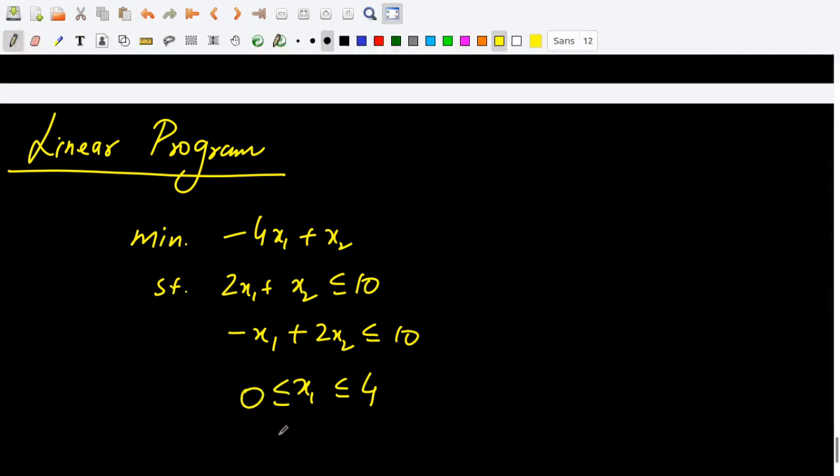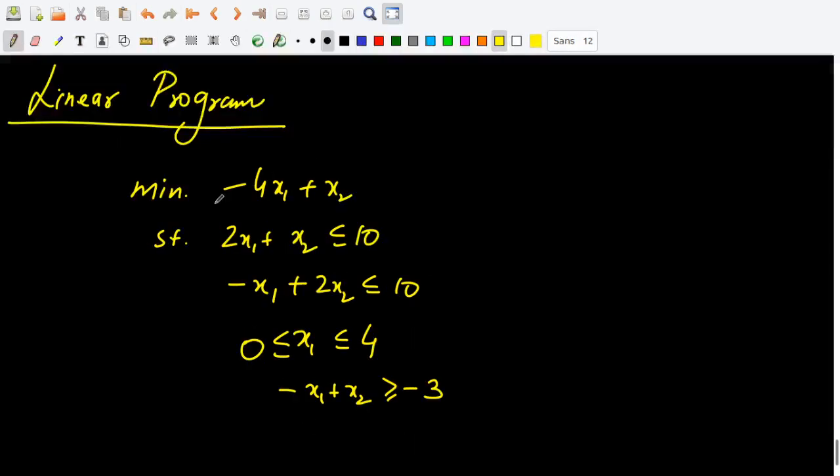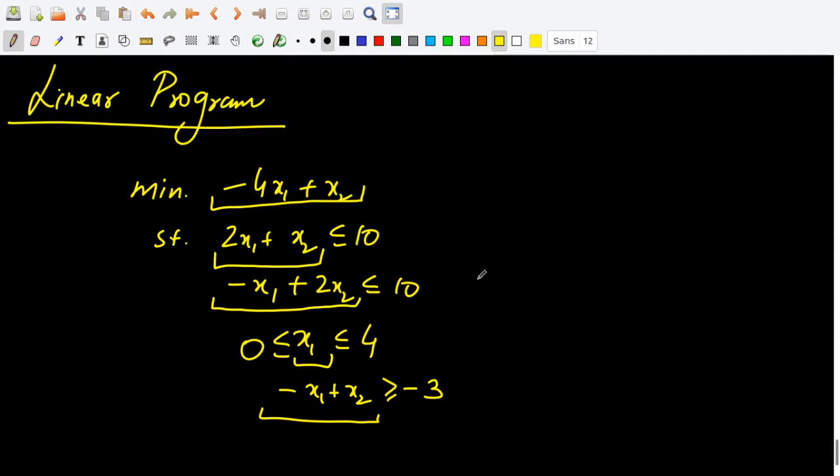And minus x1 plus x2 greater than or equal to minus 3. So if you notice, the objective function is linear in x1 and x2, and all my constraints, if I look at the non-constant part of each constraint, it's a linear function. So all functions in my optimization problem, if they are linear in the variables, then we call it a linear optimization problem.